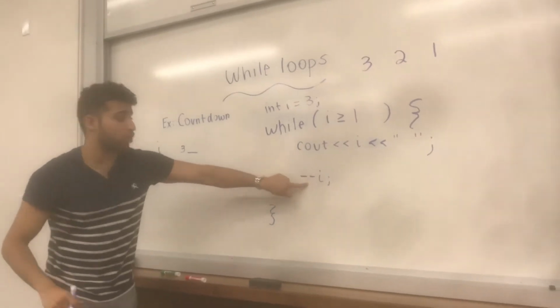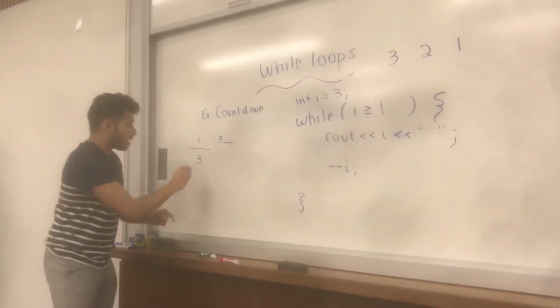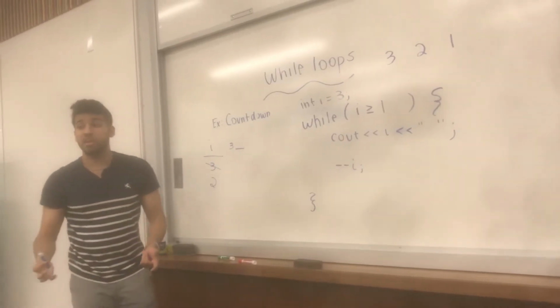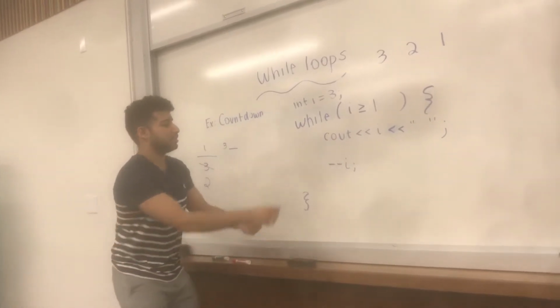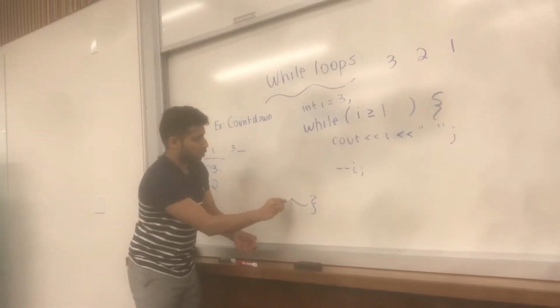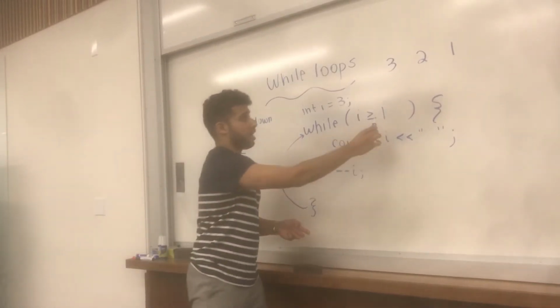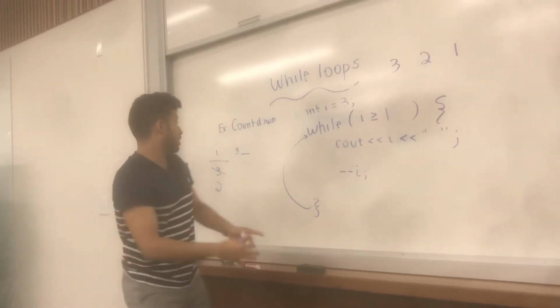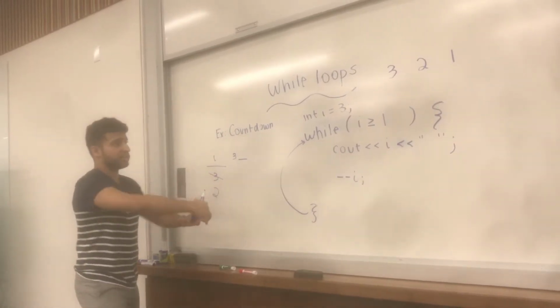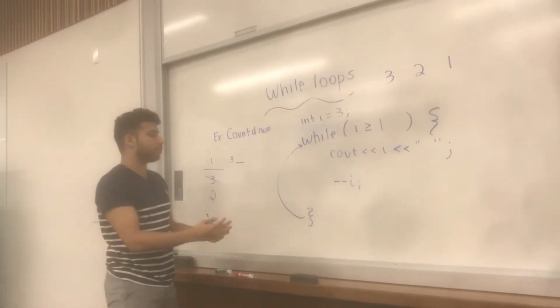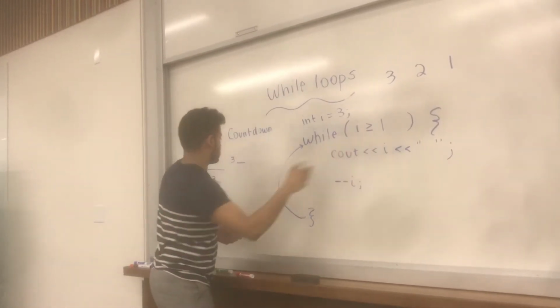Next, we need to decrement i. So i goes from 3 to 2. Now here's where the magic of the while loop takes place. After we decrement i, we go back up and we check this condition again. We check, is i, which is 2, greater than or equal to 1? Yes, 2 is greater than or equal to 1. So we cout i and a space.